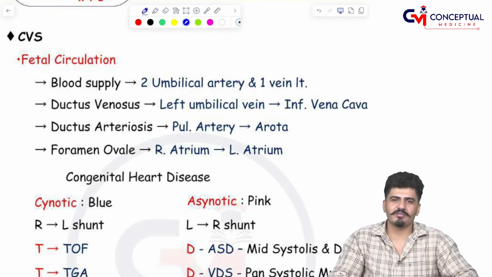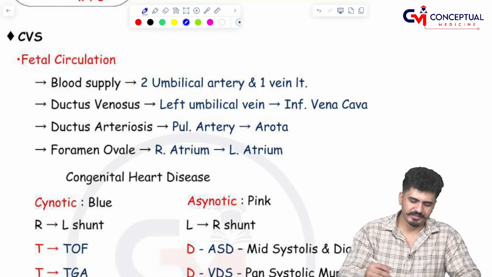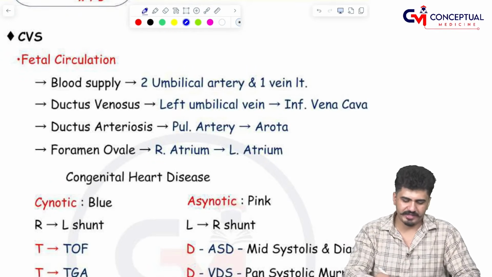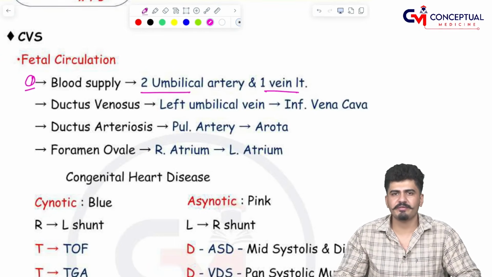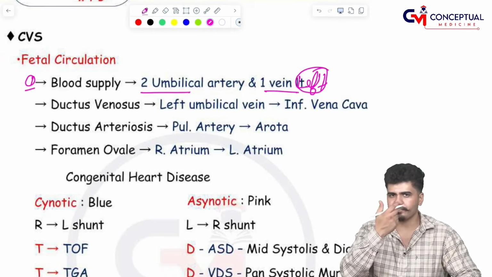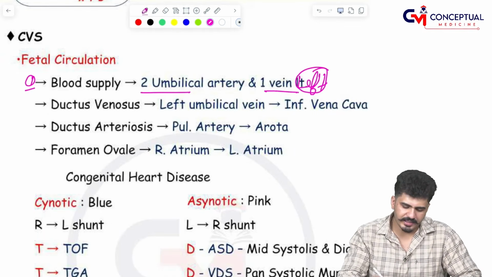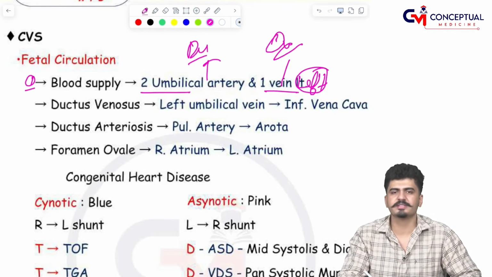Half of it we have covered already in the radiology part, sir. Now, fetal circulation. The important one-liners to remember for the exam: blood supply is by 2 umbilical arteries and 1 umbilical vein. Which umbilical vein is left? The left one remains and the right one is obliterated. The umbilical artery carries deoxygenated blood and the vein carries oxygenated blood.